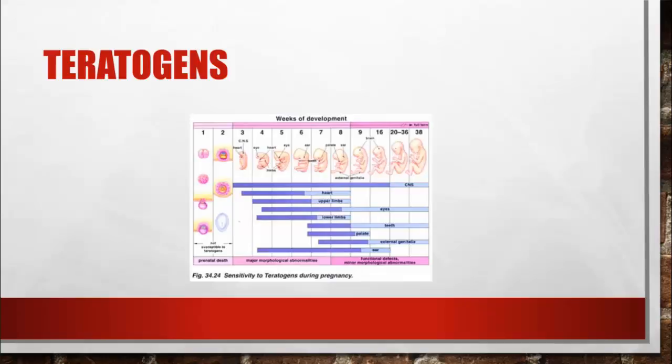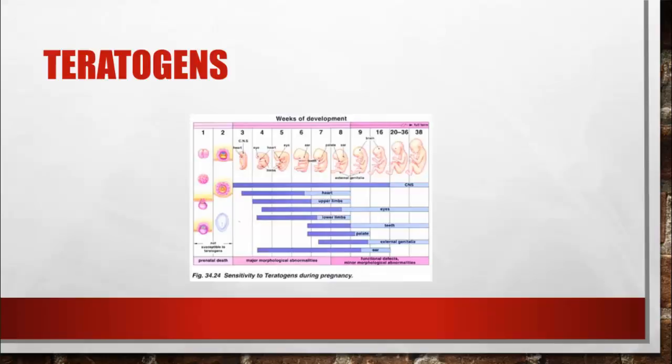Some anti-epileptic drugs are associated with a wide range of birth defects, such as cardiovascular abnormalities, cleft palate, and microcephaly, which is a condition where the brain is too small. These drugs include phenytoin, valproic acid, and trimethadione.